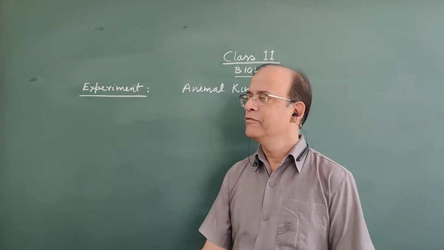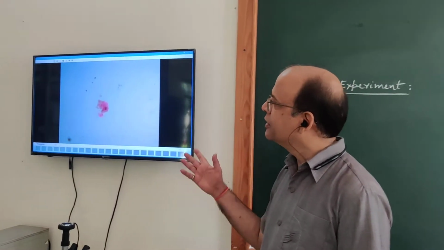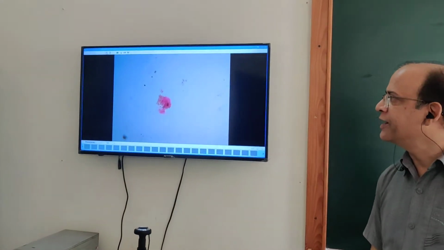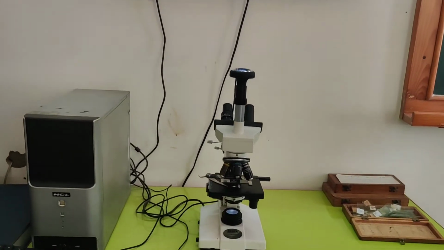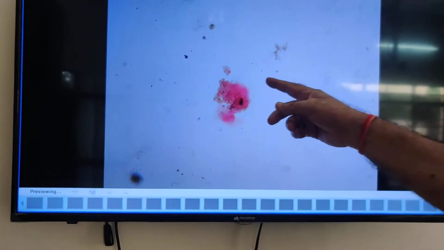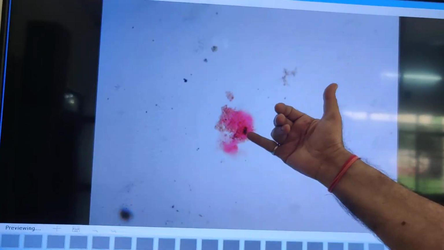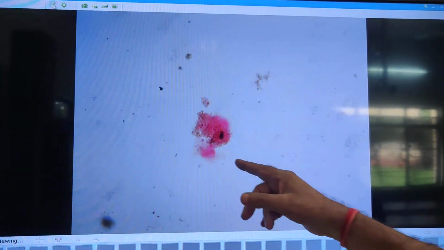So first I am showing you the permanent slide of amoeba. It is Amoeba proteus. You can see it is irregular in shape. It is a stained cell and it is having a dark color spot. This spot is the nucleus, and some other structures are also there which are different types of cell organelles.